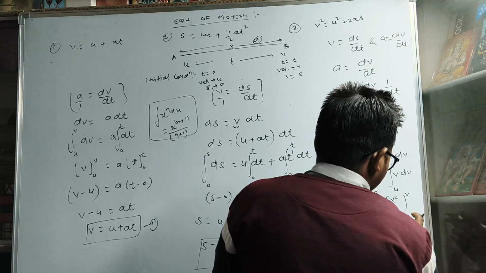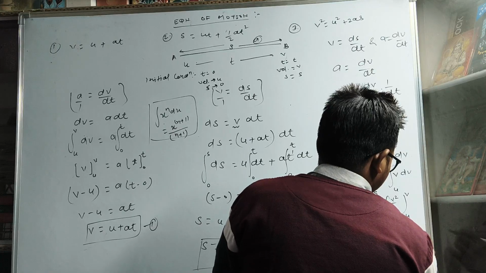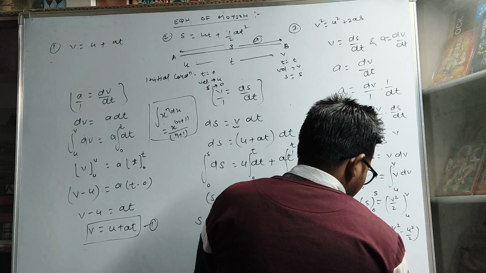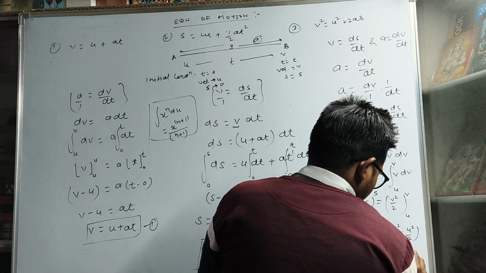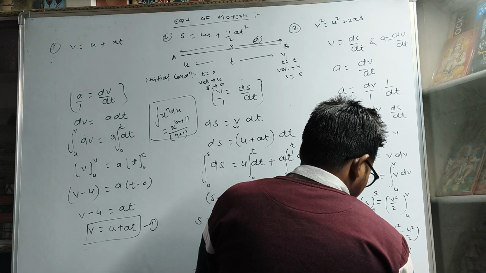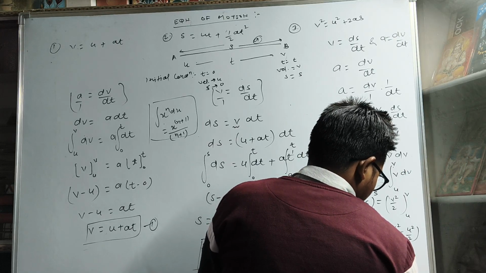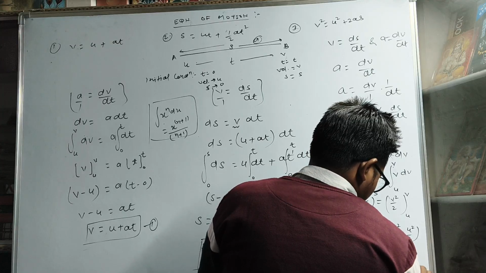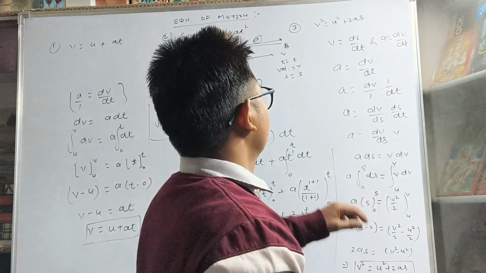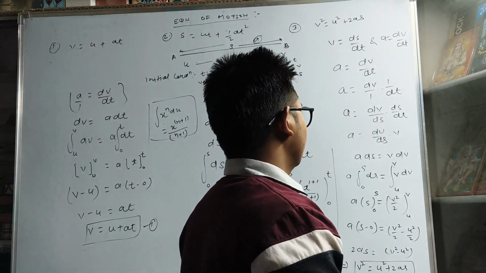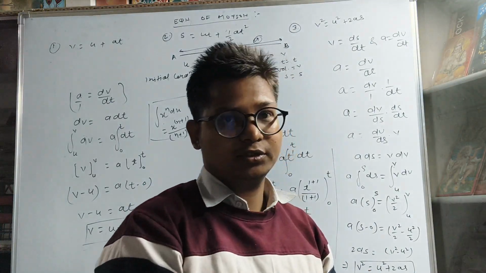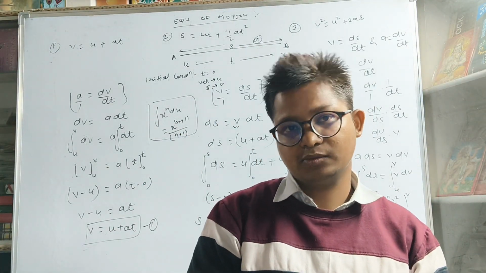At the place of v we put u, so it becomes u square by 2. After taking common, v square minus u square equals 2as, and we can write v square equals u square plus 2as. So this is the third equation of motion. We can prove it simply with the help of these two formulae, and then after putting and solving we can obtain the third equation of motion. So this is all about this video. Thanks for watching. Thank you so much.